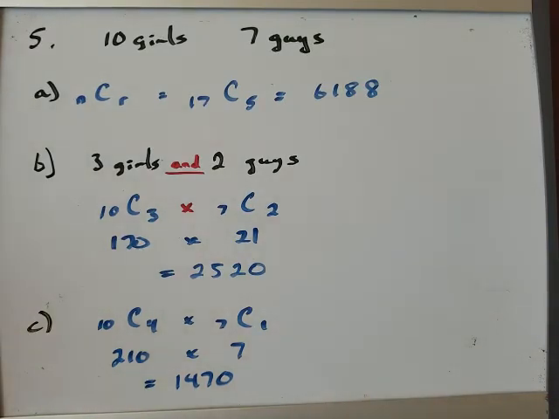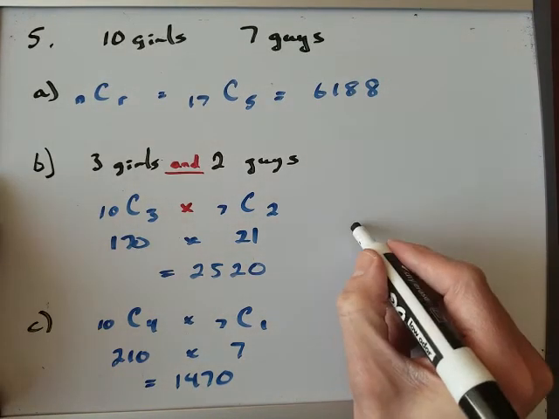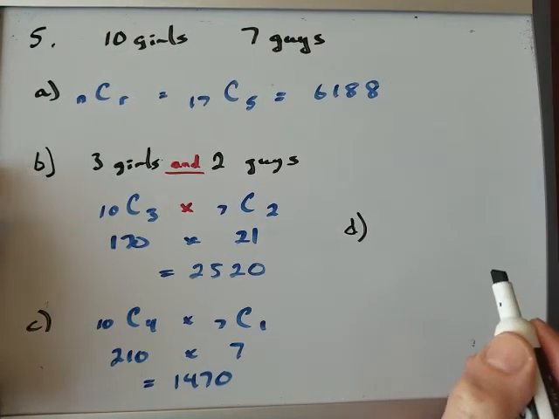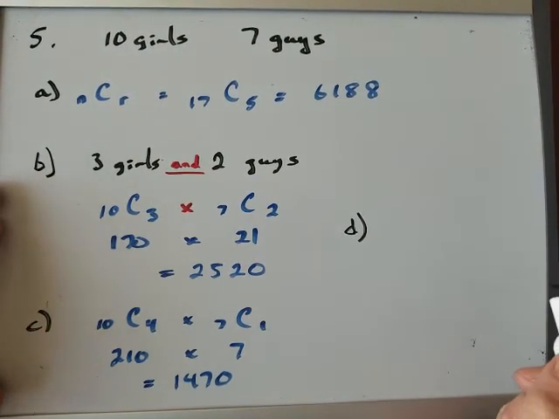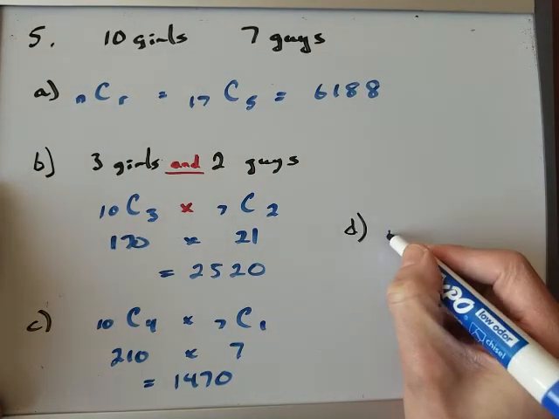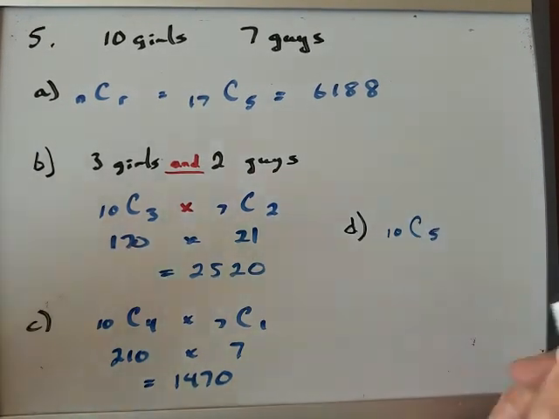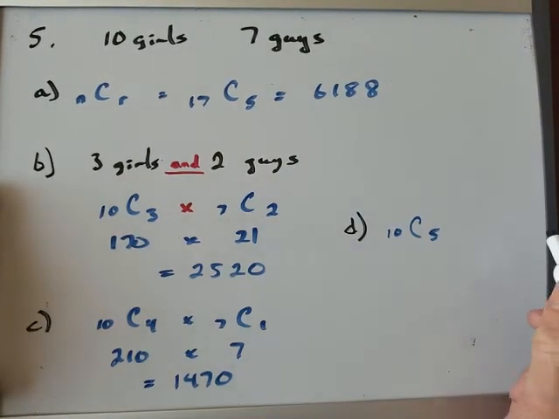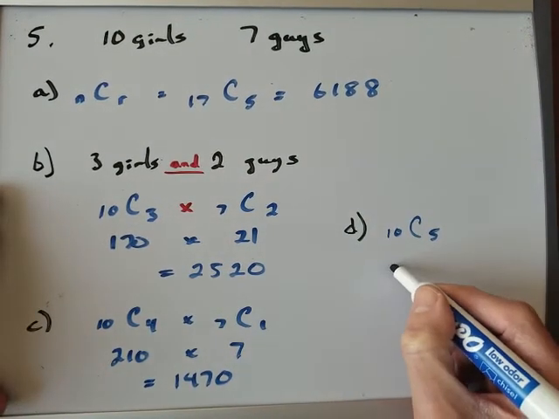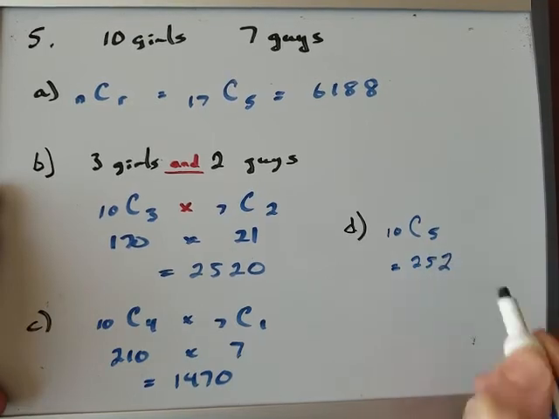Now, I'm going to slide in letter D right over here. Letter D is really quite nice. It might trick you right at the start, but then you're like, oh, hey, that's even easier. What if we just wanted all 5 to be girls? We would write 10C5, nothing else. No guys are going to be chosen. They're out of the picture. And then we'd type in 10C5 to see 252.